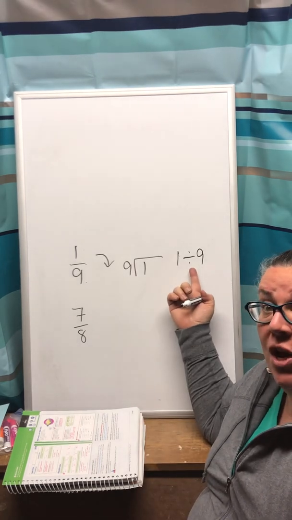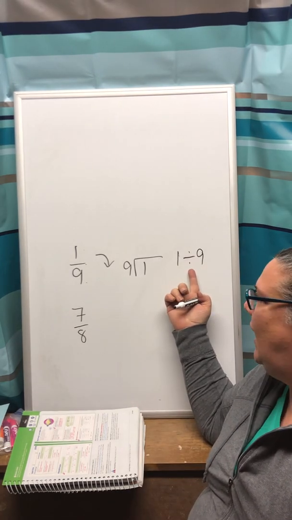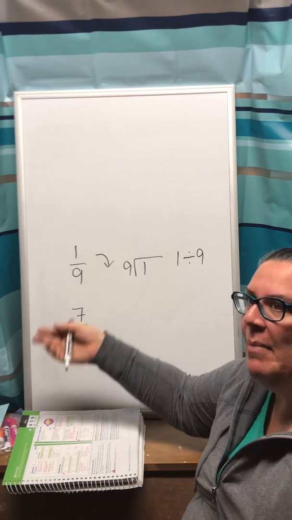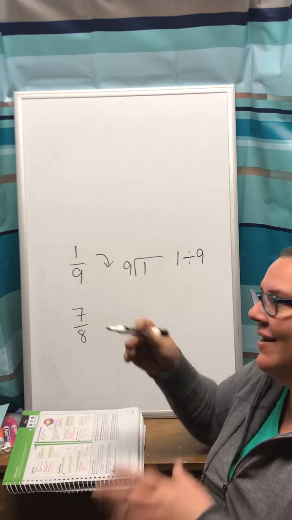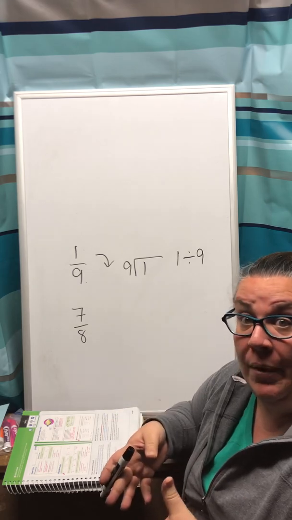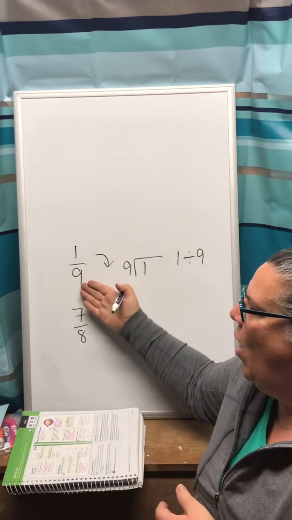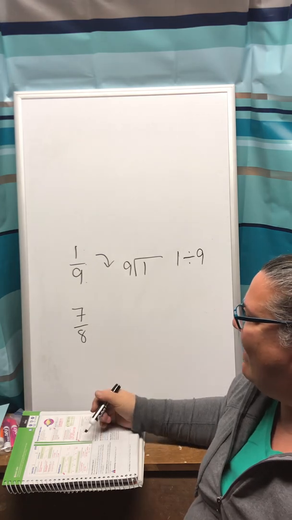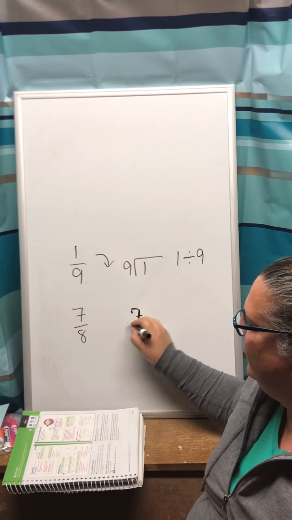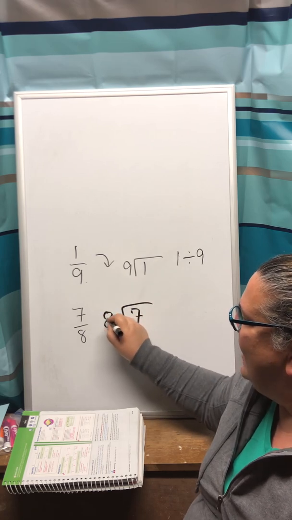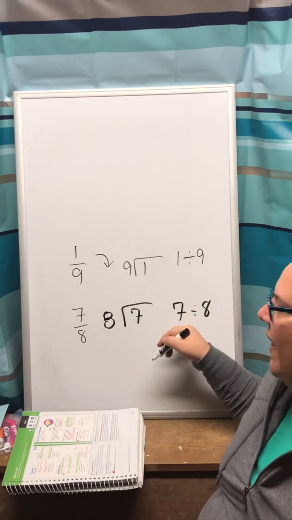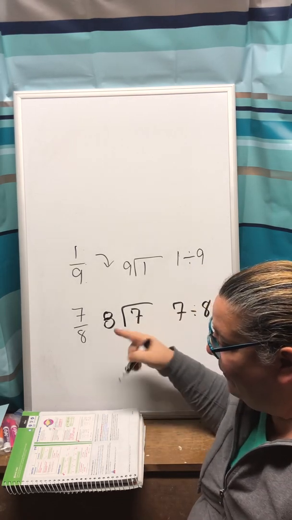Looking at this, I know again that my answer is going to be smaller than a whole, because we're not doing 9 divided by 1. We're doing 1 divided by 9. So think of a candy bar. 1 candy bar divided by 9 people. Each person would get 1/9. Same thing with the 7/8. I'm doing 7 divided by 8. That is number 4 and 5.